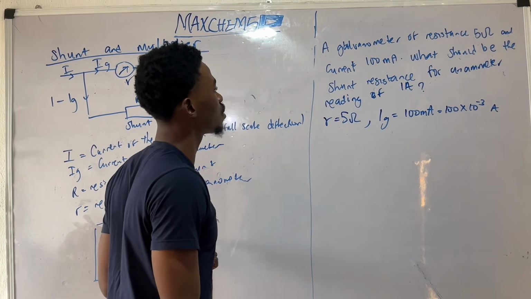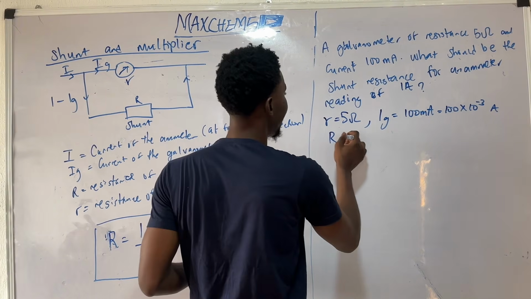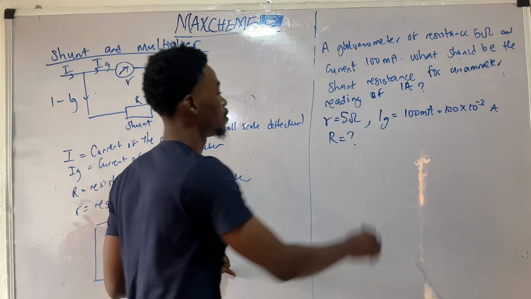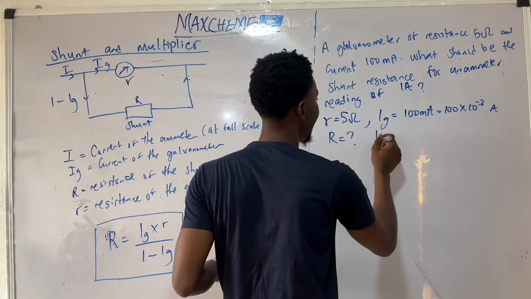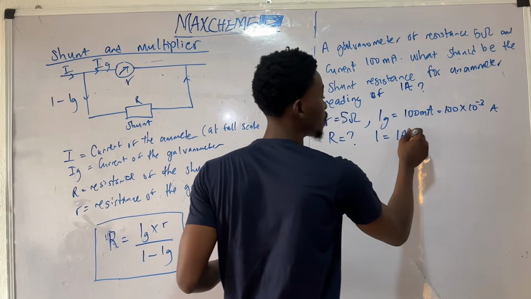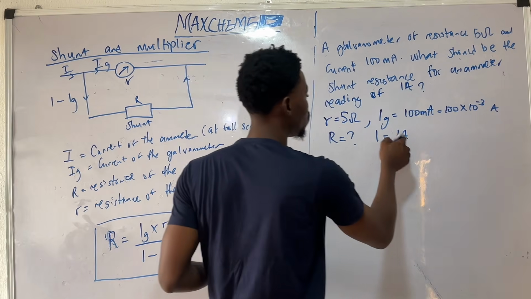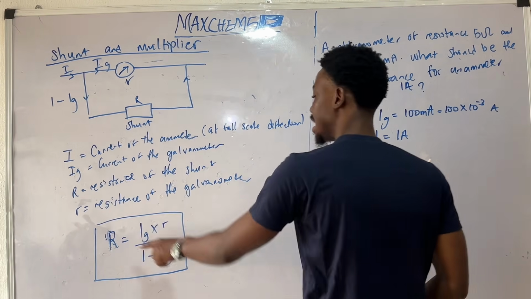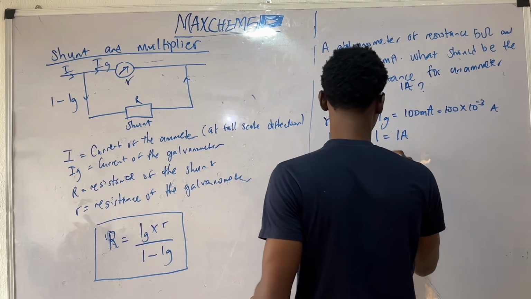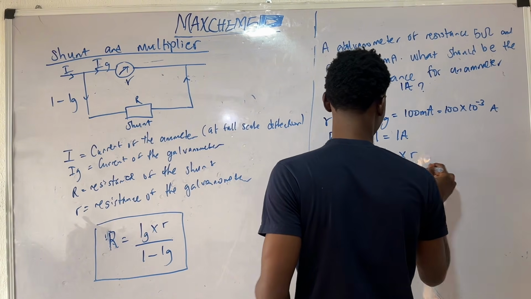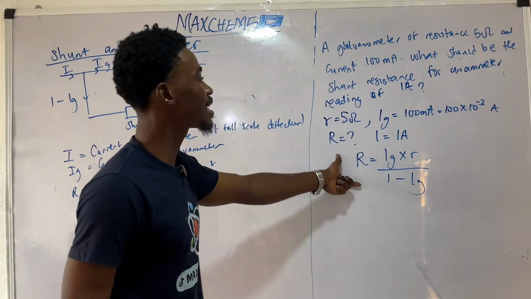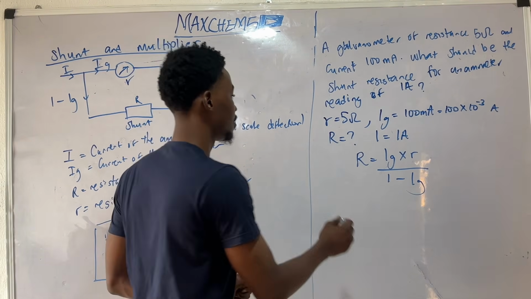So what else do we have? What should be the shunt resistance? So we are looking for R, that is the unknown, for an ammeter reading of 1 amp. So we know that I is equal to 1 ampere. Fine. So let's calculate it. Recall that R is equal to IG times r divided by I minus IG. So we can directly substitute our parameters.